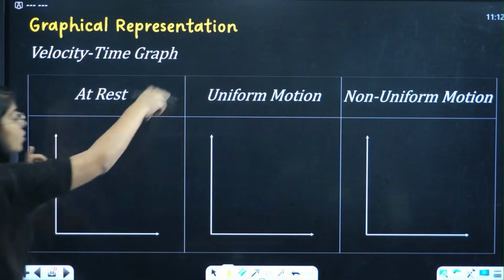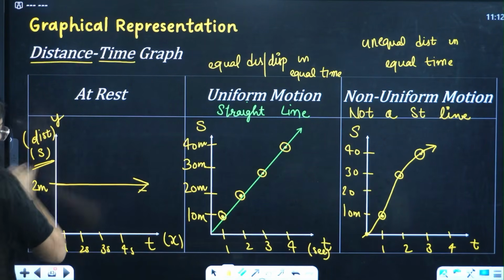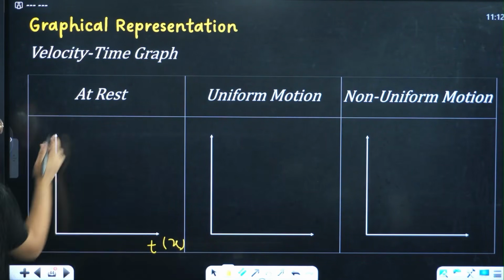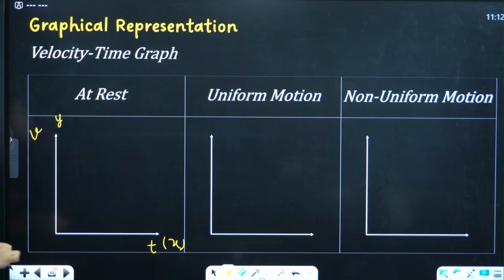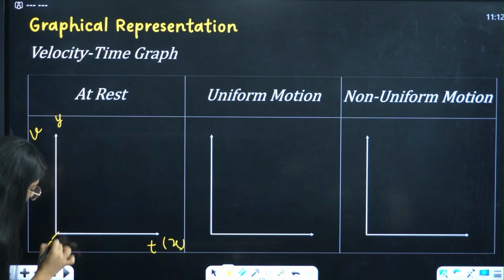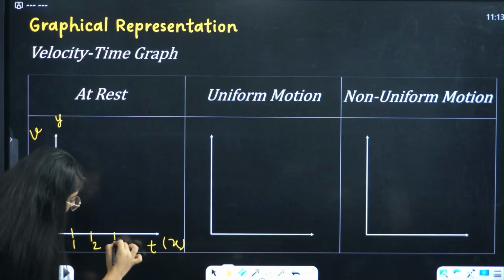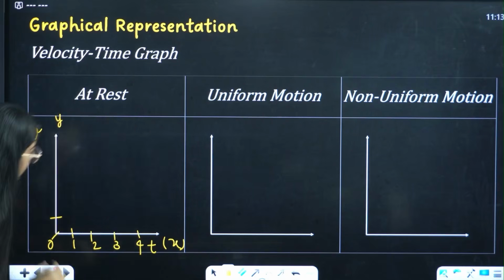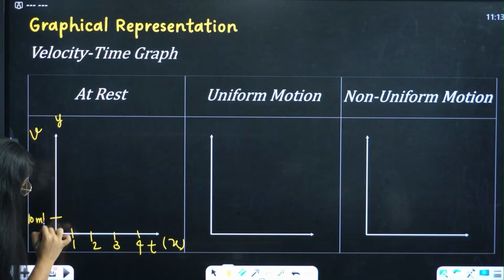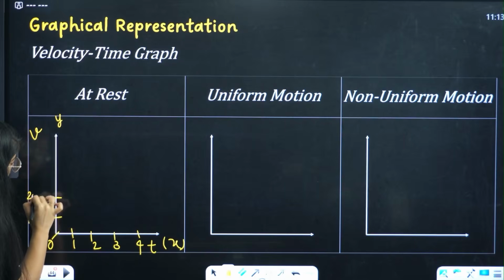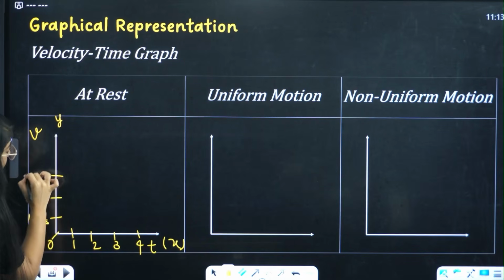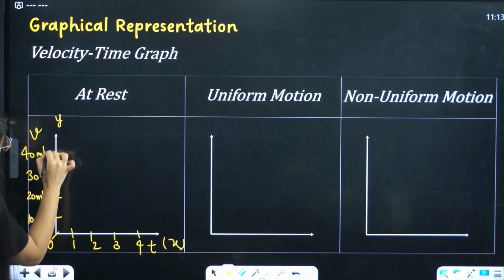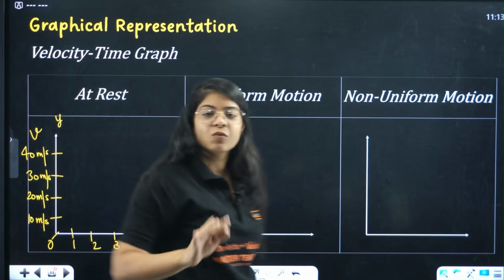Velocity time graph, there it was distance time graph. So here we had distance. Here again on the x-axis we'll have time, but on the y-axis now we'll have velocity. Understood? So here 0, 1 second, 2 seconds, 3 seconds, 4 seconds. But here is our velocity now. So this will be 10 meters per second, 20 meters per second, 30 meters per second and 40 meters per second. Understood? I'll just show you the first one very carefully.